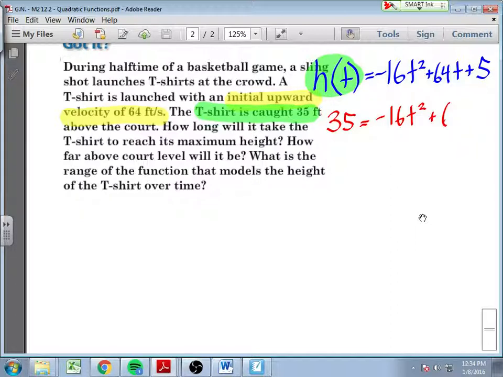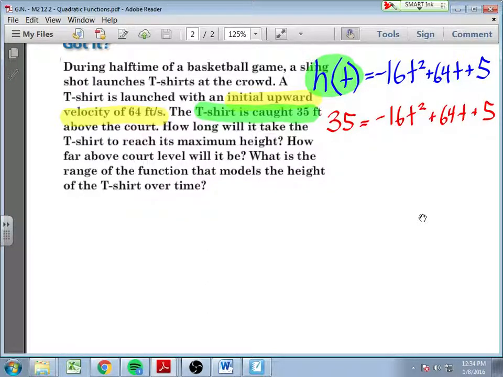Wait, why didn't we just do that in the last one? Because we didn't know the height in the last one. Yes, we did. We knew the initial height. We didn't know the height where it landed. It says 35 feet above the court. It says it for both of them. Oh yeah, so we could do either way.